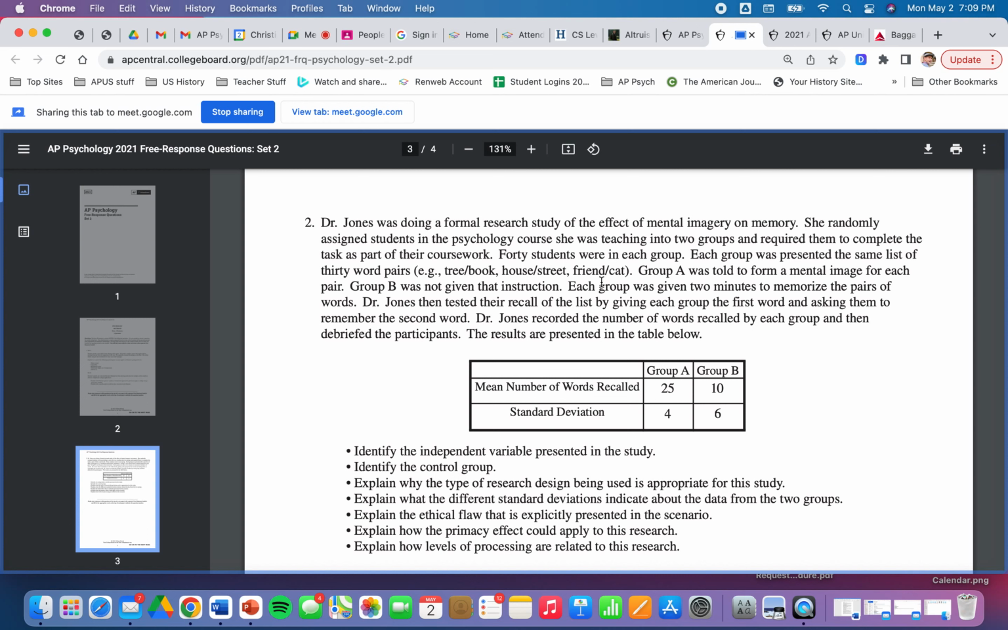Excellent. Thank you. So the first thing is identify the independent variable presented in the study. Again, independent means that it is the thing that is being manipulated, because the dependent relies on the independent.